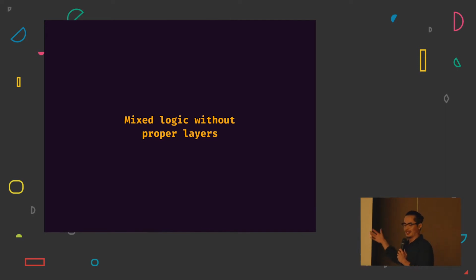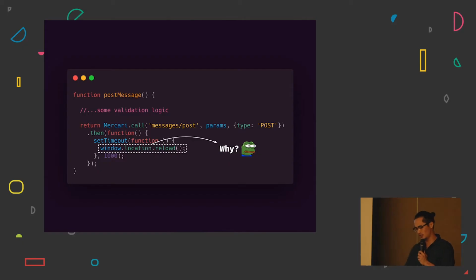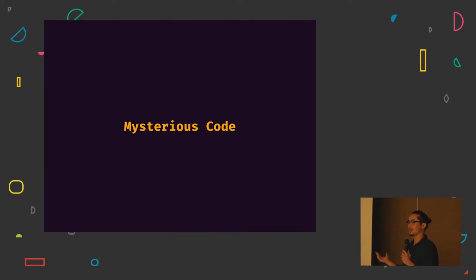Our second problem is mixed logic without proper layers. And last but not least, we have code like this. And when you see this kind of code, you may ask, why does it have setTimeout? I guess it's because of reasons. And why does it have window.location.reload? Okay, interesting. So we have many mysterious code pieces inside our application without proper comments or explanation to tell us what the intention is under the hood.